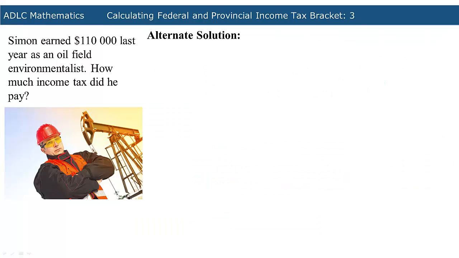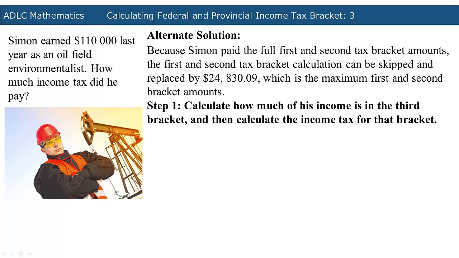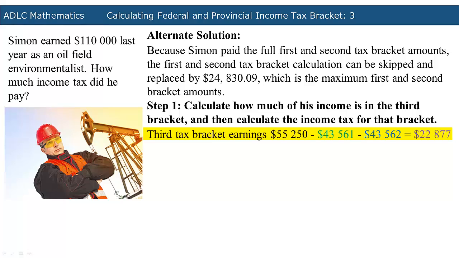There is another way to solve this problem. Because Simon paid the full first and second tax bracket amounts, these calculations can be skipped and replaced by $24,830.09, which is the maximum first and second bracket amounts. The first step is to calculate how much income is in the third bracket and then calculate the income tax for that bracket. In order to calculate the third bracket earnings, you must subtract the maximum amounts for the first and second brackets from the total annual income.